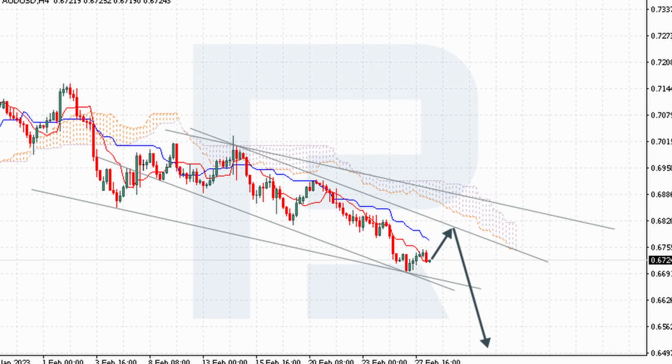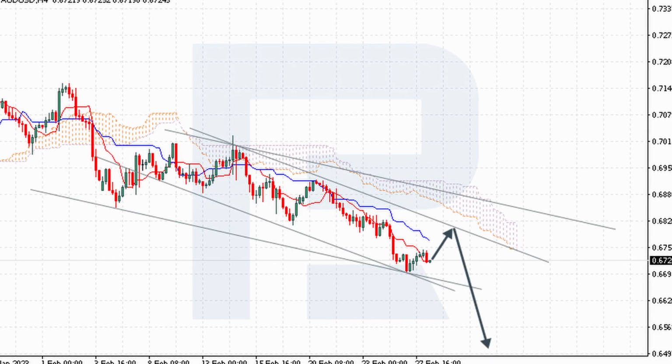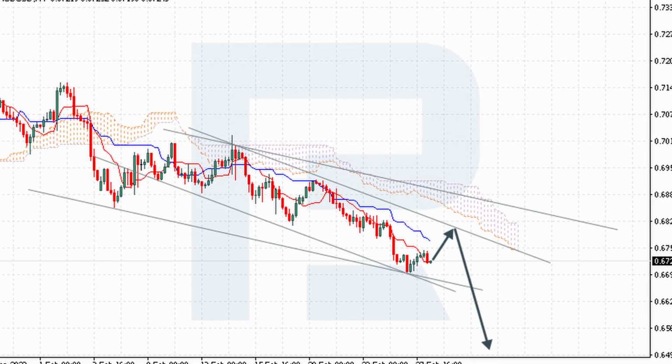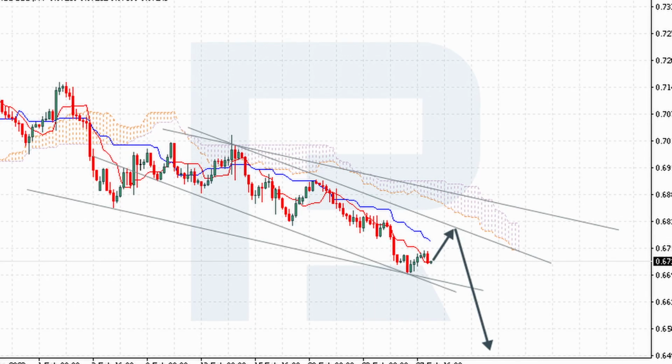The scenario can be cancelled by a breakaway of the upper border of the cloud and securing above 0.6955, which will mean further growth to 0.7045.